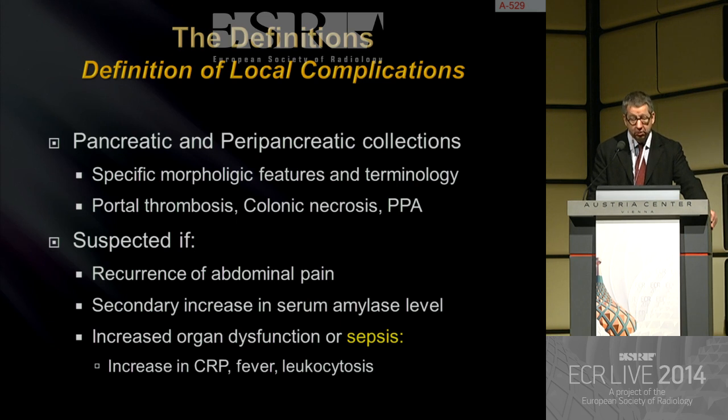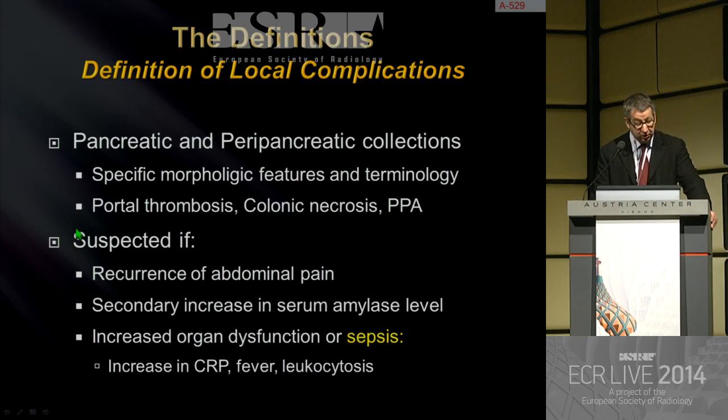Let's define local complications. Local complications are more or less the presence of pancreatic and peripancreatic collections. And we now have specific terminology for those morphologic features that will be detailed in the next slides. Other complications, of course, are possible, including portal thrombosis, colonic necrosis, or pancreatic pseudoaneurysm, but we will not detail them for time constraints.